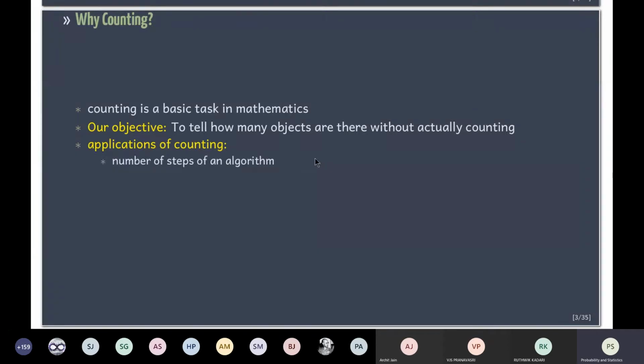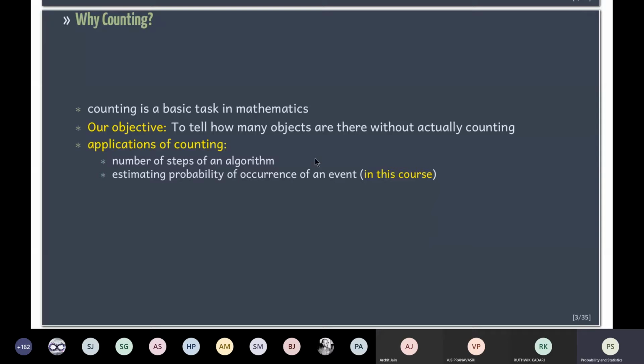What are the applications of counting? Well, the number of steps of an algorithm. This is something you may have seen. You count the steps or the operations that you do, and that's a kind of counting, so to understand the complexity of an algorithm. For us, counting is really important to estimate the probability of occurrence of an event.